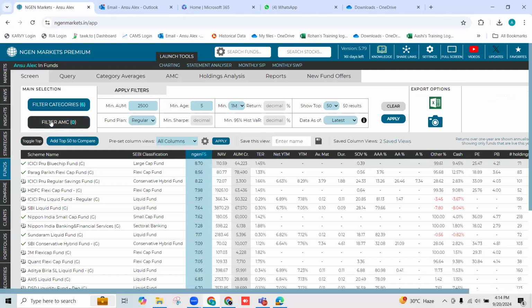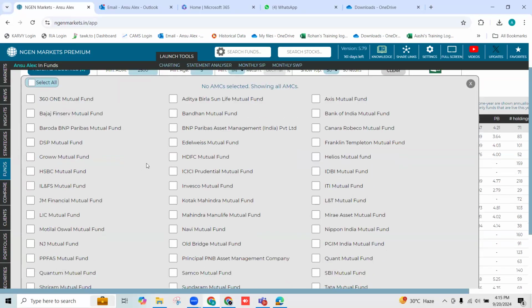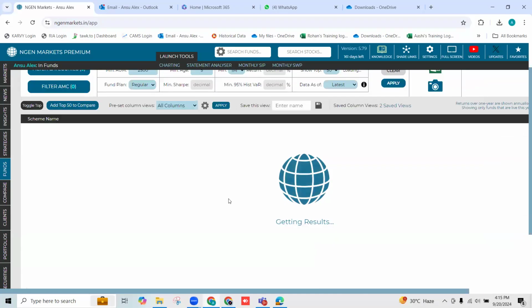Next, what you can also do is filter this list that you're looking upon based on AMC as well. We have a AMC filter as well available on the platform. Let's say you want to look upon only 3 or 4 specific AMC related fund. You could anytime do that. Currently, I wish to see the funds from all the AMC, so I wouldn't select any specific AMC as such.